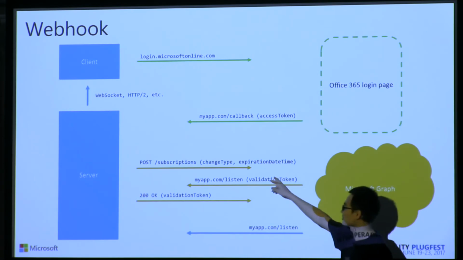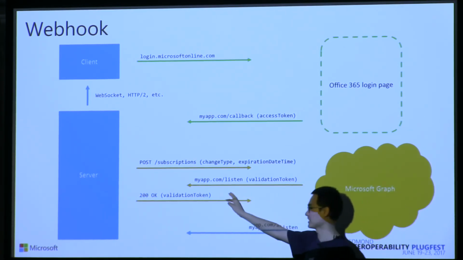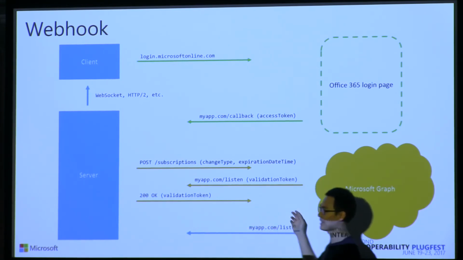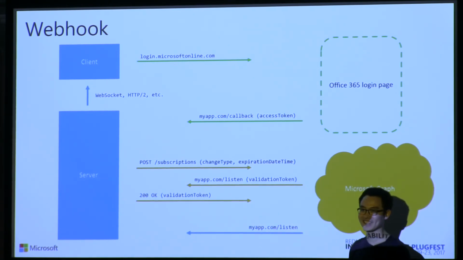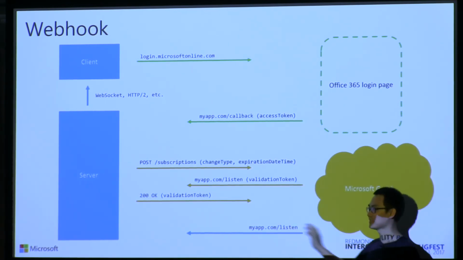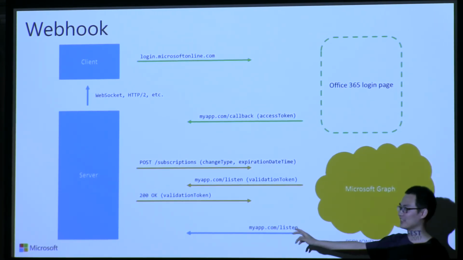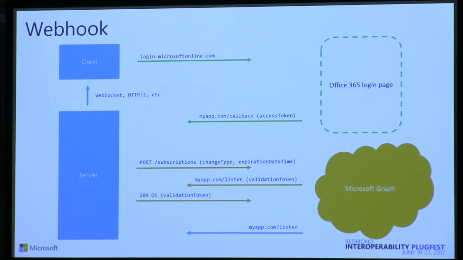And once you post this, it creates a subscription and returns a validation token. You just need to return it back, confirm you got it, and then this webhook is created. And at last, once this subscription is created, Microsoft Graph will notify you every time you get a change. For example, you get an email, and it can notify your server, and your server can notify your own client. So that's basically how a webhook works.